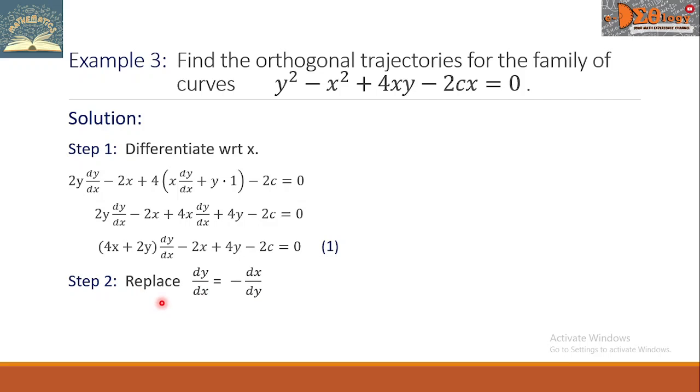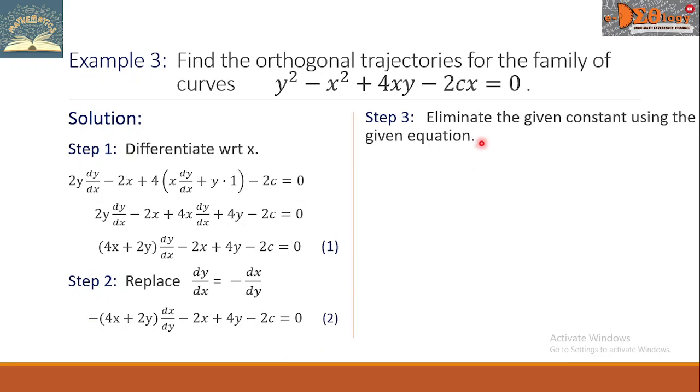Then step 2, we replace dy over dx by negative dx over dy. So in this dy over dx, it becomes dx over dy, and we write the negative sign in the front. We regard this now as equation 2. Step 3, we eliminate the given constant using the given equation. In equation 2, the constant is this c. From our given equation here, we can isolate first this negative 2cx on the left, and the remaining terms we will transpose to the right. So it becomes like this.